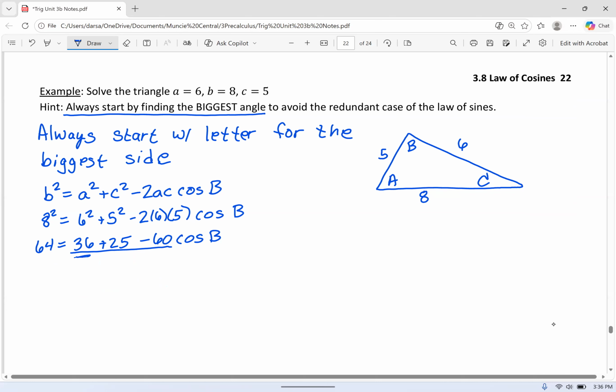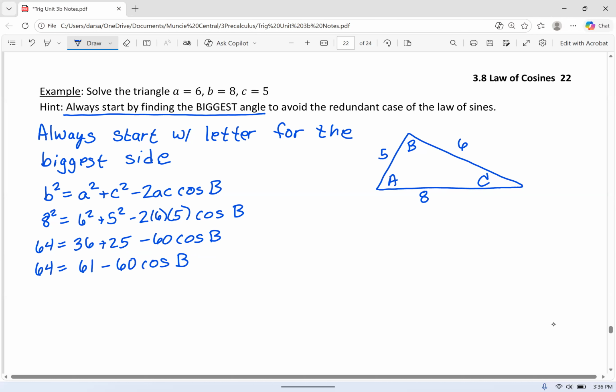Well, this 36 and this 25 don't have anything on it, but this 60 has a cosine with it. So can I put the 25 and the 36 with the thing that has the cosine? No. But can I put the 25 and the 36 together? Yes, I can. So just be really careful here. So we're going to get 64 equals 36 plus 25, which is 61, minus 60 cosine of B.